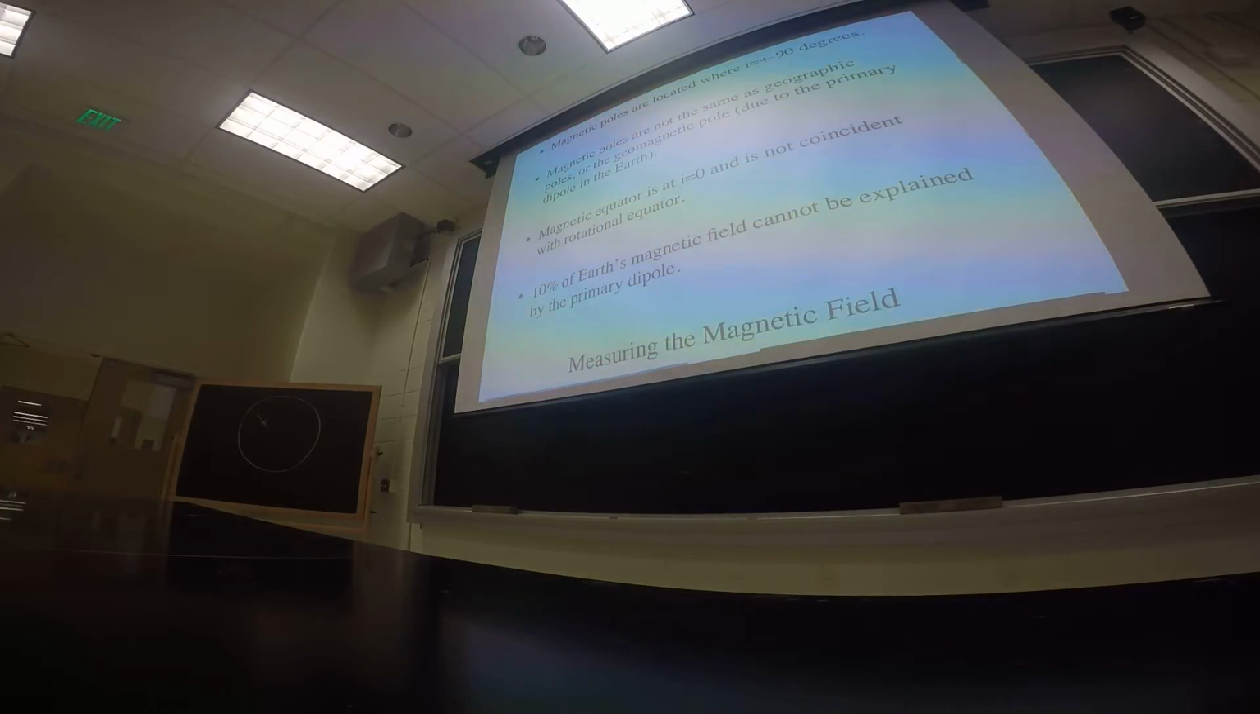So, in general, we've got a dynamo down there, and the magnetic poles are about where the geographic poles are. We define a dipole as a location where the inclination is plus or minus 90 degrees. The magnetic poles are not the same as the geographic poles. They may not even be exactly the same as the geomagnetic pole, which is basically assuming the Earth is a true dipole. The magnetic equator we know is not the same as the rotational equator. And about 10% of the Earth's magnetic field can't be explained by the primary dipole.